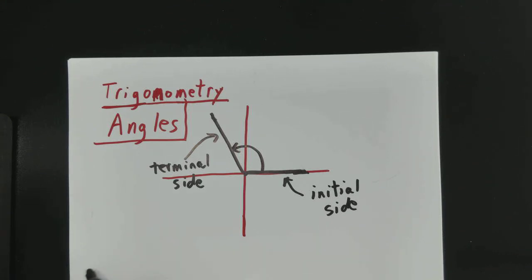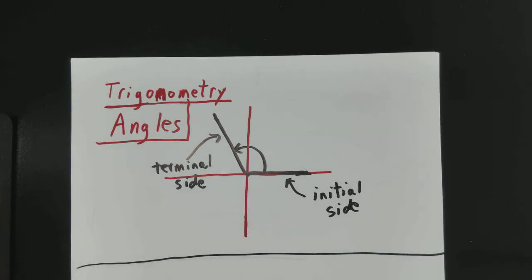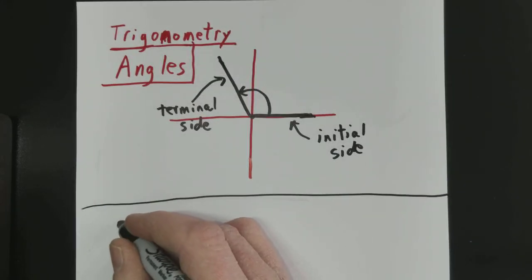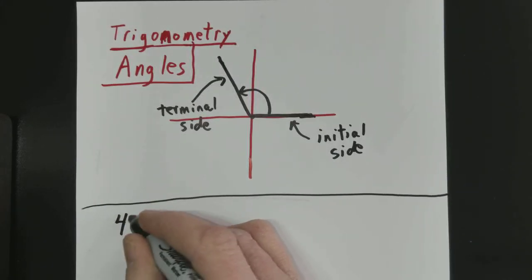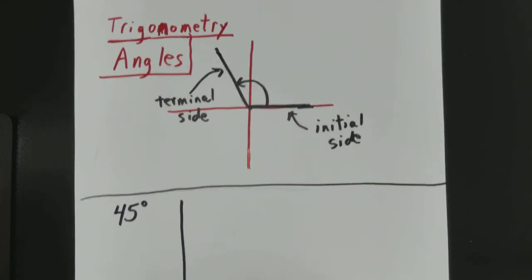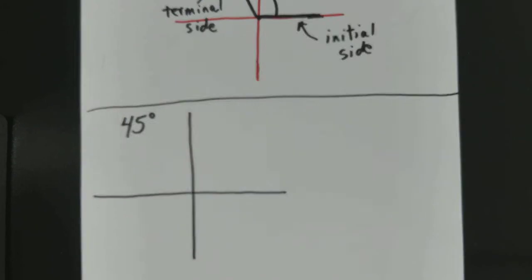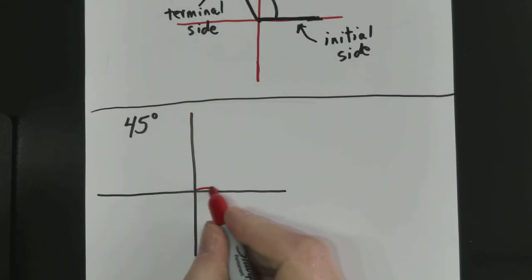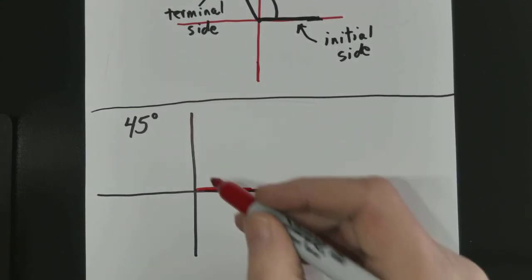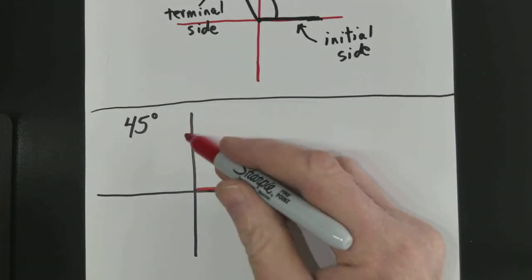So let's just take some time to draw some angles. Let's sketch some angles. And, okay, I think most of you would be pretty familiar with drawing a 45-degree angle here. There's my axes. We will draw the initial side here. And then kind of put the terminal side about where, how many degrees is it between the x-axis and the y-axis here?